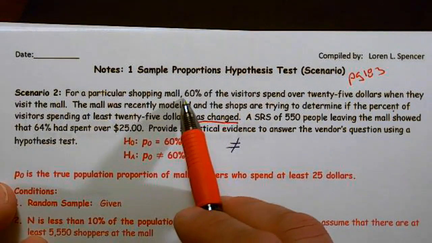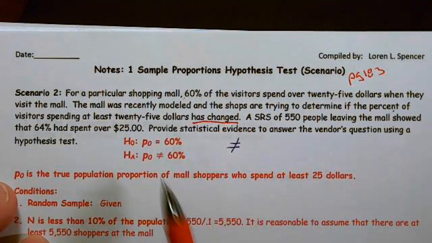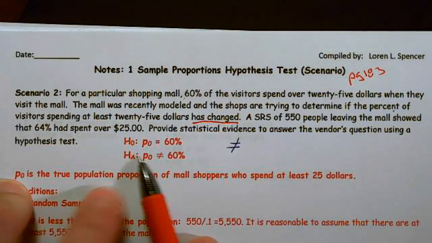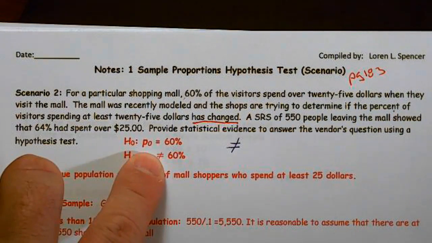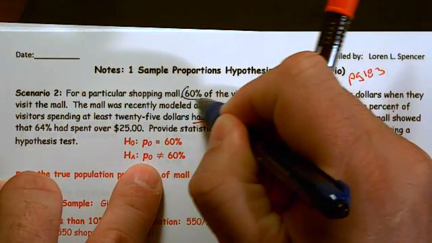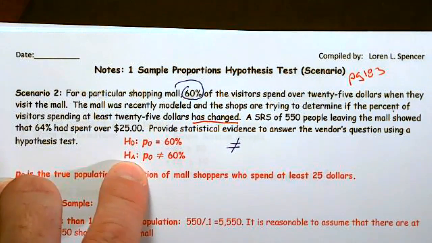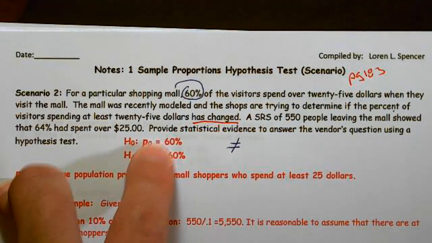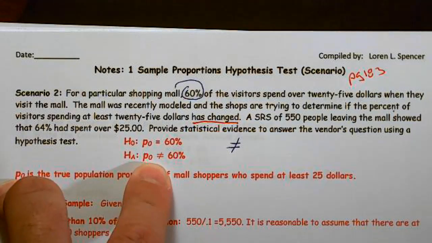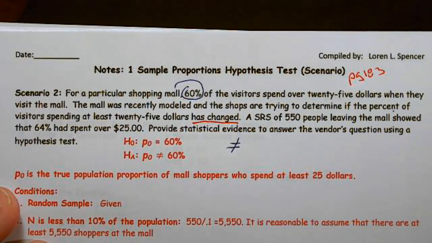This was the initial claim, and since we don't have a direction, our null hypothesis is that it's 60% because that's what it was originally or has been in the past. So the alternative is p not equal to 60%, the percentage of people shopping at the mall spending over $25 is not equal to 60%. It didn't have a direction, and I guess the reason is it could have gone up or down depending on whether people liked or disliked what was changed. So p naught is the true population proportion of mall shoppers who spend at least $25.